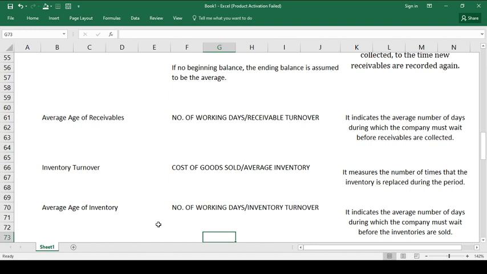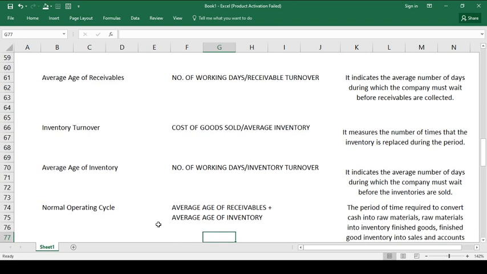Okay, the inventory turnover, it measures the number of times that the inventory is replaced during the period. That is the number of times we repurchase or we purchase in a year, no? Well, for an inventory. Then the average age of inventory, it indicates the number of days during which the company must wait before the inventories are sold. Ibig sabihin, the average age of inventory, once you acquire it, how many days you will wait before it can be disposed, no, for resale. That is the average age of inventory.